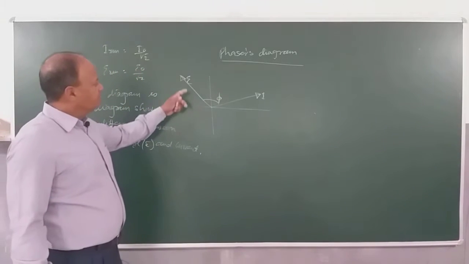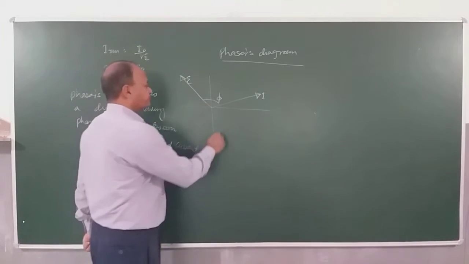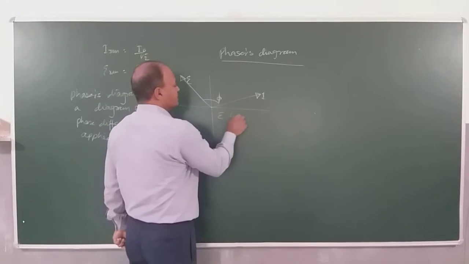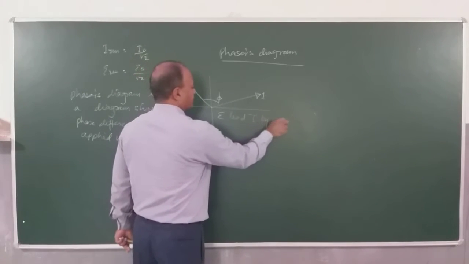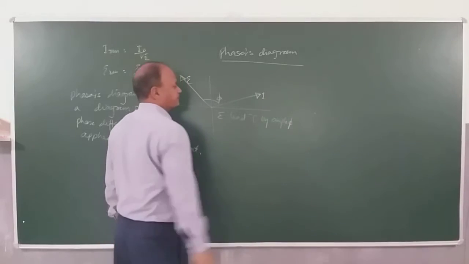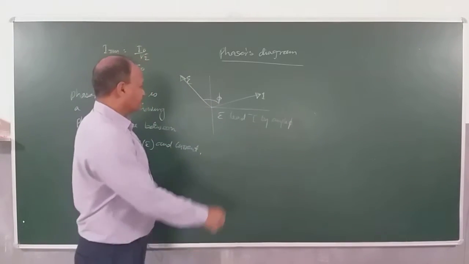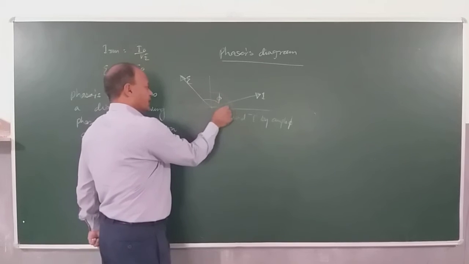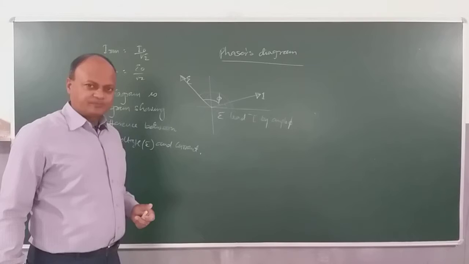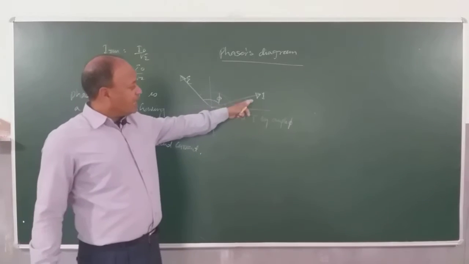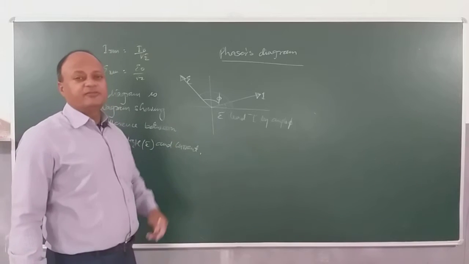How will you read? See, phase of E is more than phase of I. So we will say E leads I by what angle? By angle phi. Because angle of E is more and angle of I is less. And what is the phase difference? Phi. You can also say I lags behind E. I lags behind E by phi.